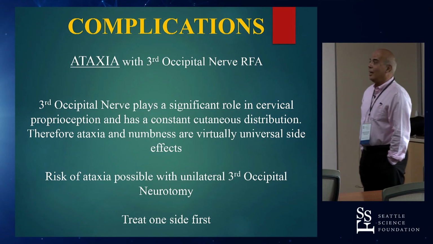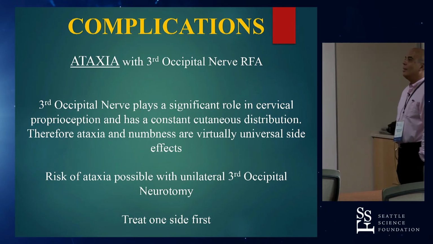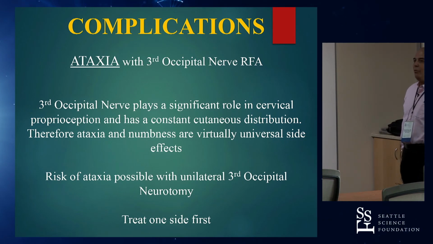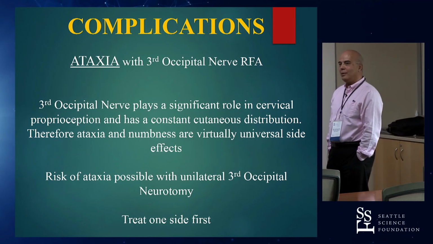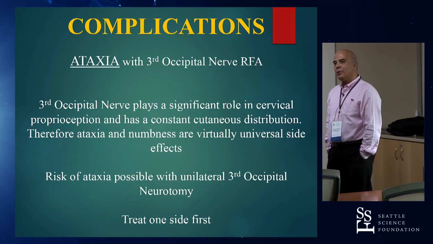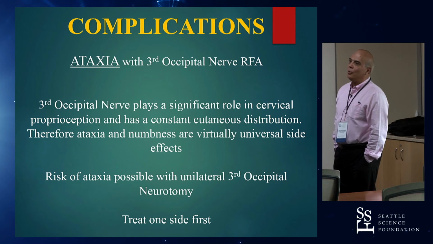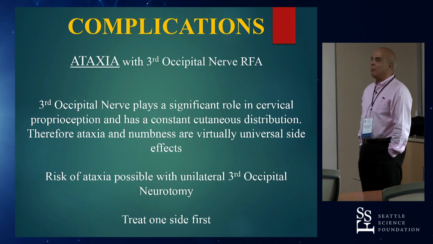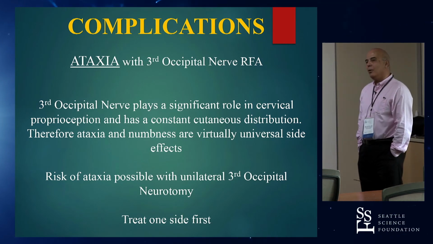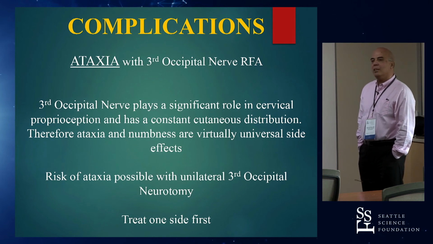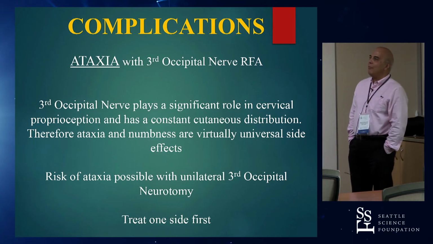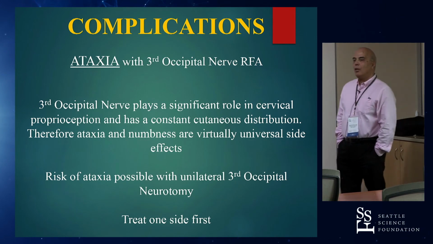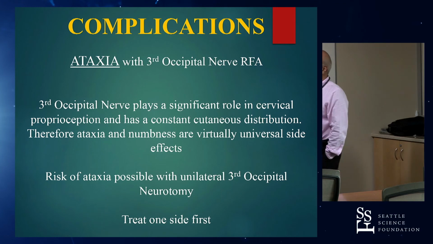So in order to limit the risk of ataxia as much as possible, try to limit that by performing only one third occipital nerve RFA at a time. If a patient has both sides that need to be addressed, try to address the side that hurts the most first. And then if you need to go on the opposite side, decide if you want to go on the opposite side by maybe repeating a third occipital nerve block first, and then decide whether or not you want to do an RFA on that side as well afterwards. Usually have a few weeks pass between RFA so that the patient recovers from the first procedure before you proceed with the second intervention.